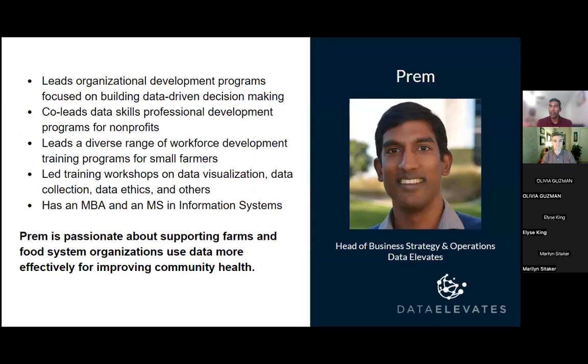So my name is Prandaraj. I'm the head of business strategy and operations at Data Elevates. Just as a one-liner, our mission at Data Elevates is to really support people and social impact organizations use data more effectively for good. So we're extremely happy to be working with you all, with farmers and people in the food system space.